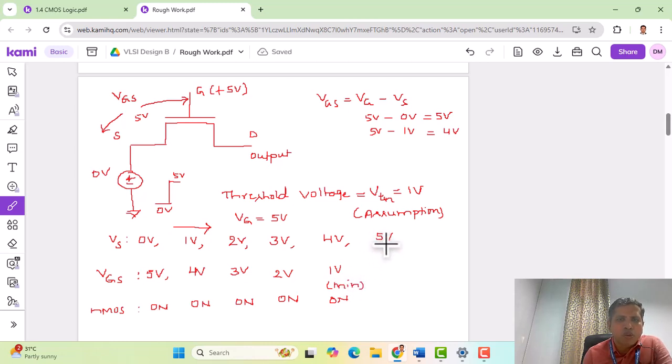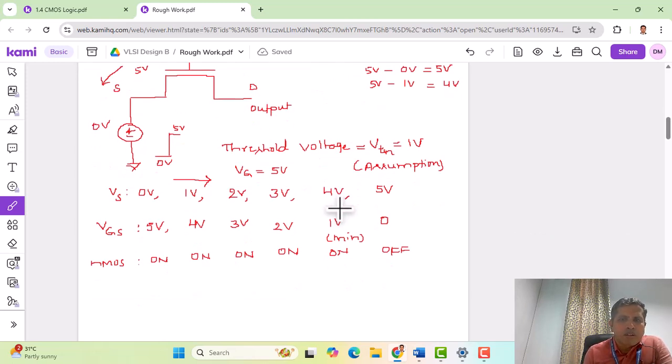When Vs is equal to 5 volts, VGS becomes equal to 0. So Vs is 5, 5 minus 5 becomes 0, and the transistor will turn off. That means when we apply a source voltage very close to 4 volts and above, the transistor will turn off and will not allow the 5 volts, or more than 4 volts, to pass from the input side to the output side. Therefore we say that the NMOS transistor is good at transferring 0 volts efficiently.